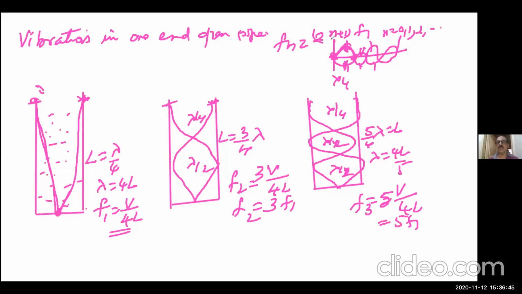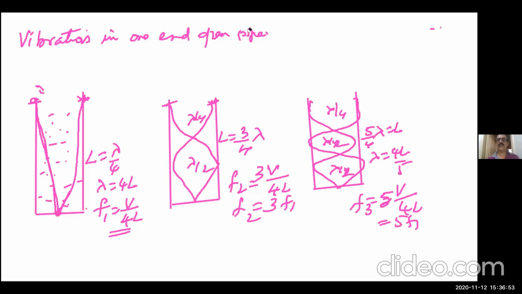If n is equal to 0, first one you take here. Sorry, 1, 2, 3 you take. That's better. Fn is equal to (2n minus 1) F1, n is equal to 1, 2, 3 and so on. When n is 1, this is 2, 2 minus 1 is 1, so 1 F1. That is the first one. 2 you substitute, you will get 3 F1. 3 you substitute, you will get 5 F1.